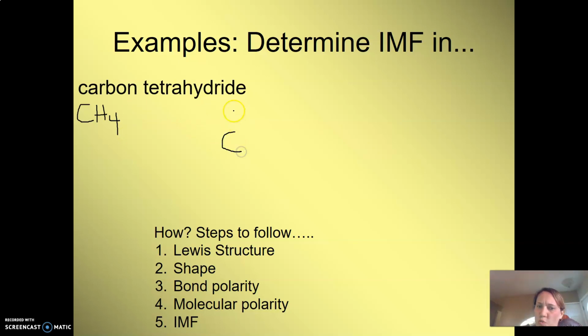Carbon's in the center, a really great central atom because it can make 4 bonds. Every hydrogen's on the outside. So I can go ahead and draw those in. And then I'm going to look at shape and then bond polarity. So the first thing I want to keep in mind with this shape is that it's very much symmetrical. No matter how I divide this up, we're going to have the same thing on the left as we are on the right, same thing on top as we are on the bottom.